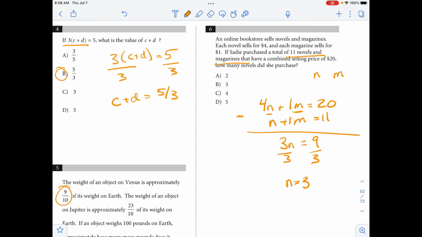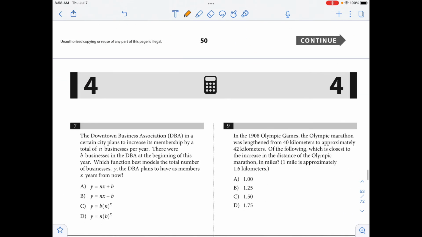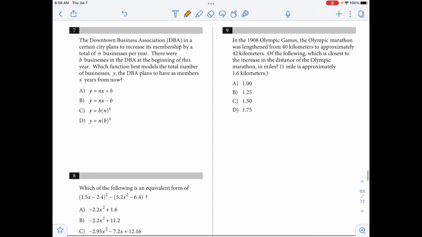and n equals 3. Now we have to go back and say, what does it want us to tell? How many novels did she purchase? Well, that's what we solved for, n. So the correct answer here is 3. Very good. All right, 3 more to go here.